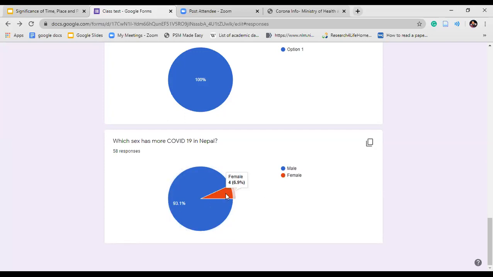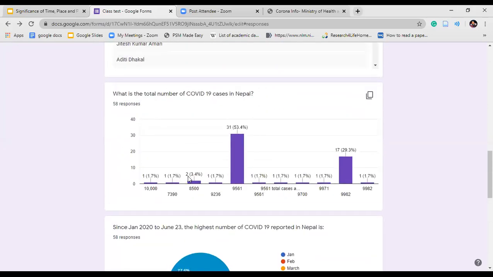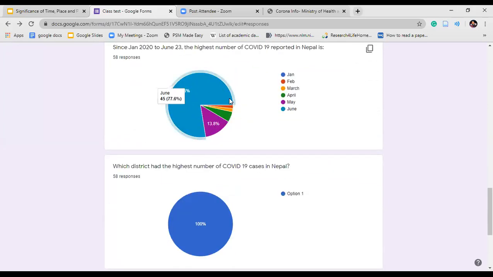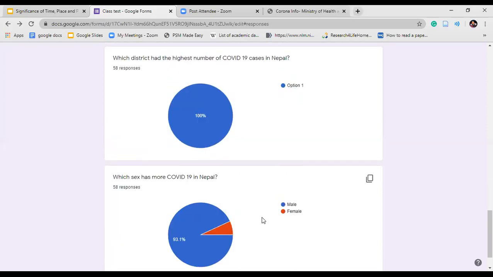Actually, the majority are male and the minority is female. I don't know the actual percentage. We should know; we should Google it and we can find. So you can see this is frequency. This is distribution according to time, place, and person. I think this is all about today's class.